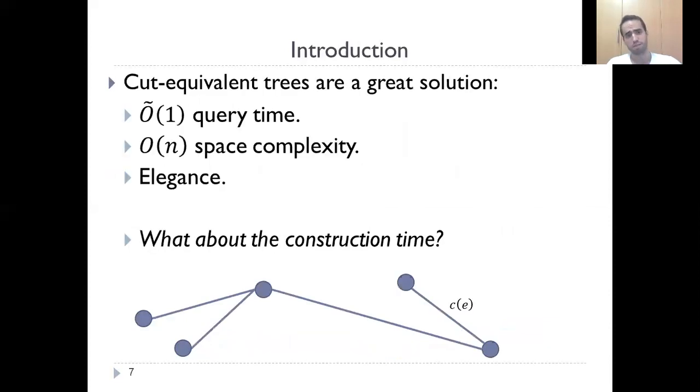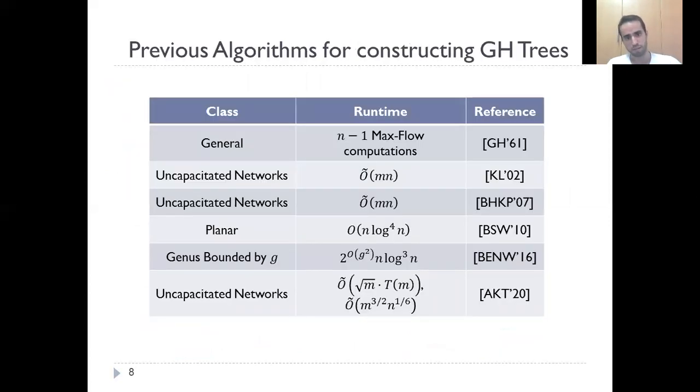Now, this solution, the cut equivalent trees, are a great solution because they have O tilde of 1 query time and linear space complexity. They're very elegant. But what about the construction time of these trees? So in the general case, Gomory-Hu showed an algorithm to construct those trees in n-1 applications of maximum flow, single pair. And there are some faster algorithms in special cases, in particular for unit capacity graphs.